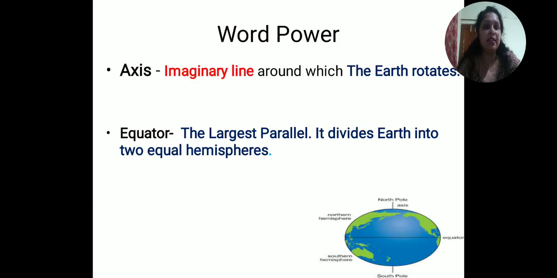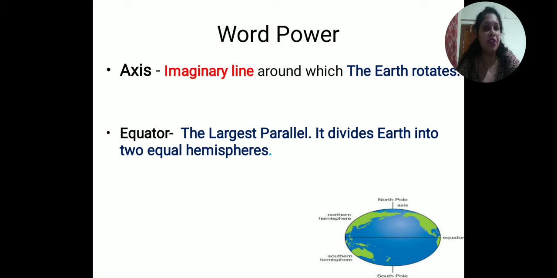First, we will discuss word power. Word power means new terms. You have already done new terms in 4th class. This is the same word power. You have to learn the definitions of these words. So first we will take axis. What is an axis? Axis is an imaginary line around which the earth rotates.